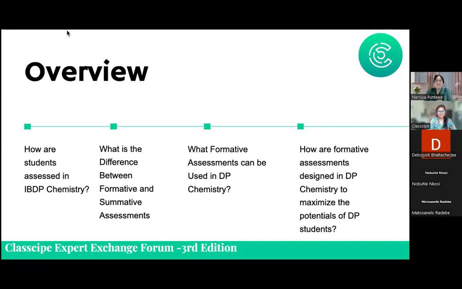Okay, so to continue, what is the difference between formative and summative assessments? What formative assessments can be used in DP chemistry? And how are formative assessments designed in DP chemistry to maximize the potentials of DP students?